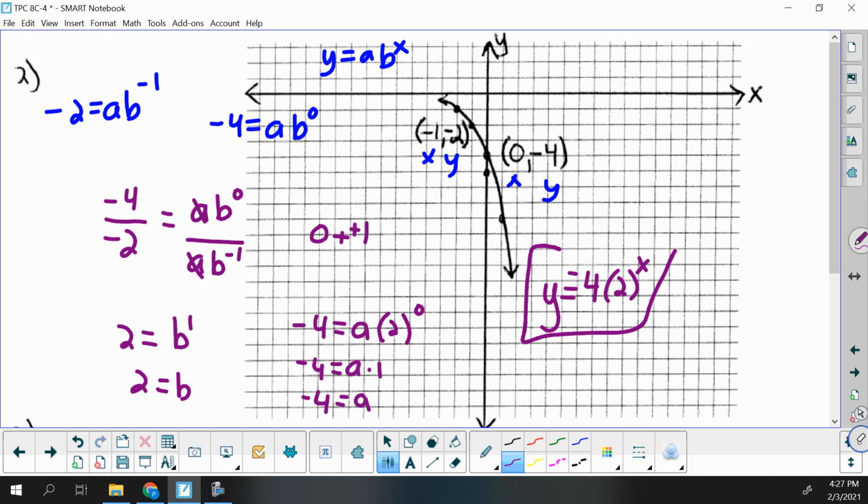Don't forget to write your equation. It's a common mistake. People will find a and b and then just not write their equation.